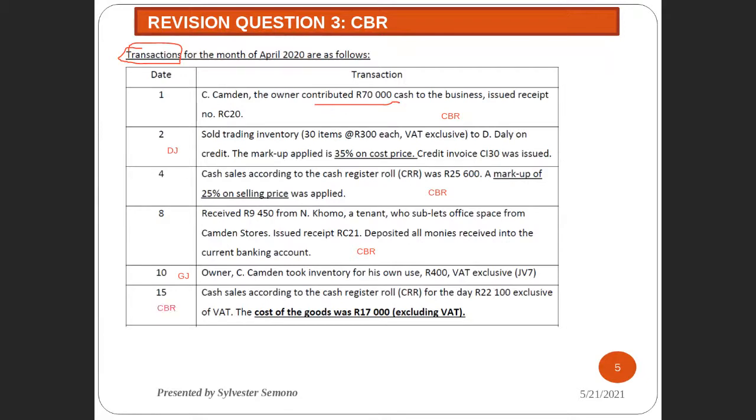Guys, I'm happy with the progress. So, guys, this will help you a lot. Can you see now? So now you know when you go and record, you have to record only the information where you said CBR, CBR, CBR, CBR. Okay, so that will help us a lot. So let's make sure that we know how to deal with this.